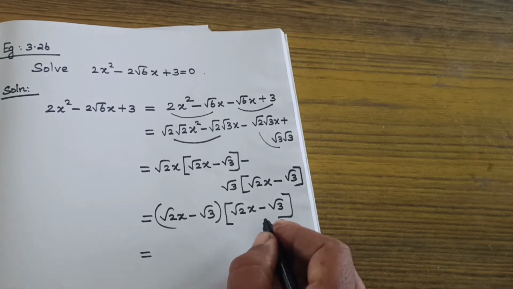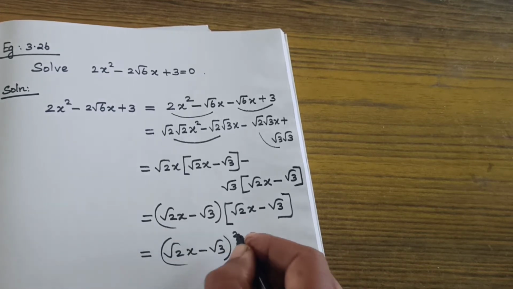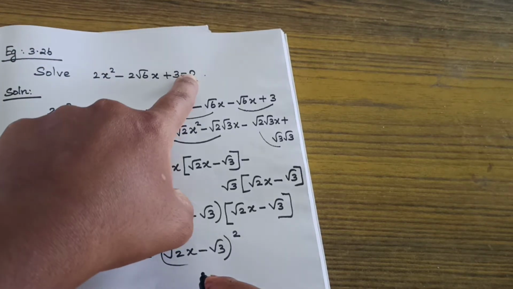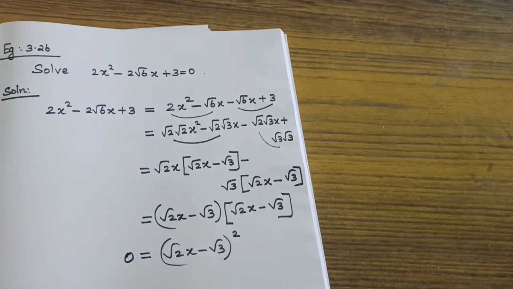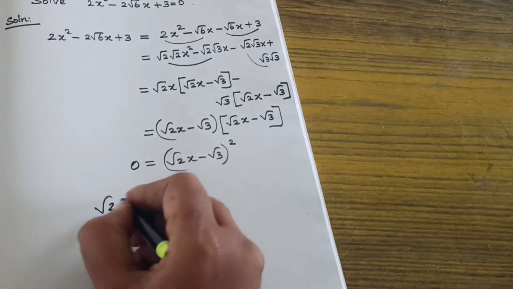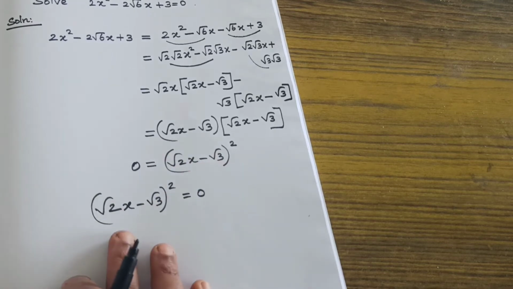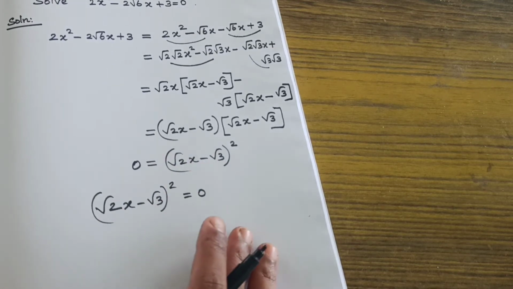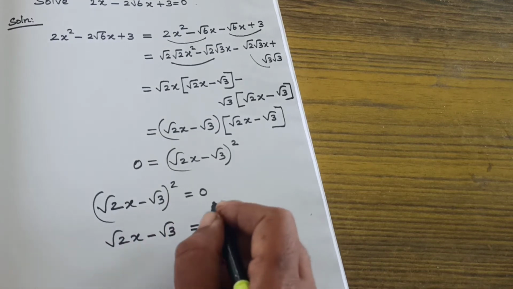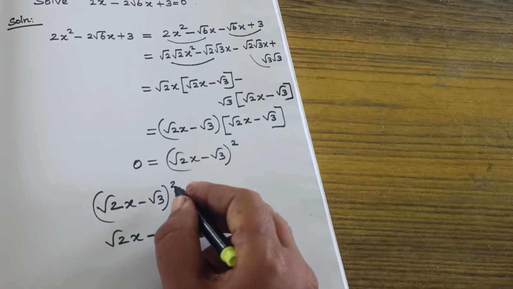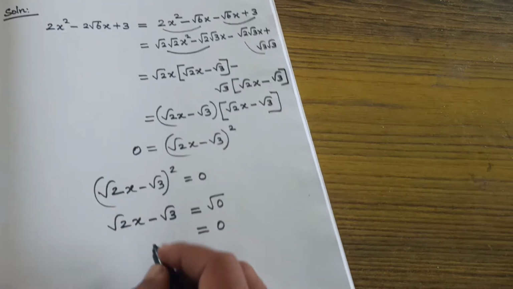Listen, same term only, no? So, we can write it as a square, the whole square. See the question: solve this equal to 0. So, this value equal to 0, I can put here 0. So, root 2 x minus root 3 the whole square equal to 0. The same step only: left hand side here and right hand side, I just change that. So, root 2 x minus root 3 equal to, this square comes to this side as square root of 0. So, square root of 0 is 0.